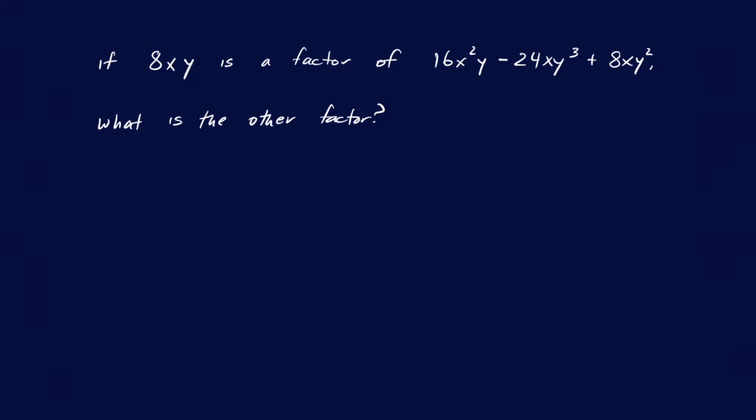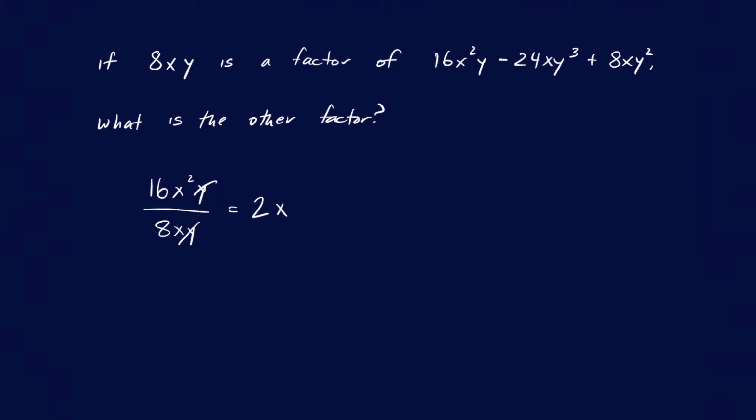So starting with 16x squared y divided by 8xy, we end up with 16 divided by 8, which is 2, x squared divided by x, which is x, and then y divided by y, which is actually equal to 1. So the y's just actually cancel each other out.